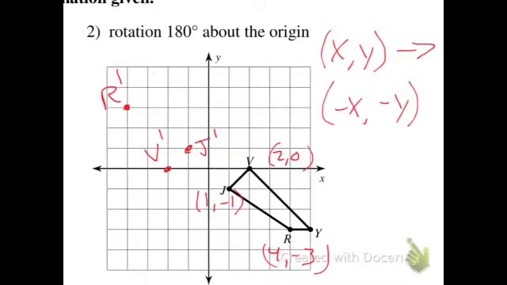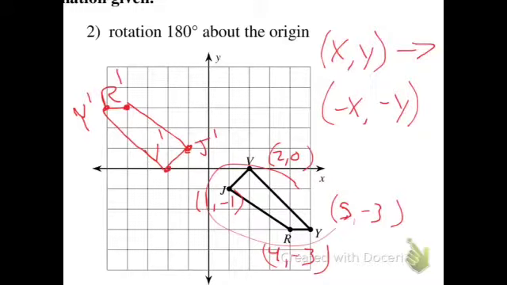Y is currently at 5, -3. So if you make both of those the opposite of what they used to be, you're going to get -5, 3. So Y prime is on the end here, right next to R prime. And we got our shape right there. And it's this guy rotated 180 degrees around the origin.